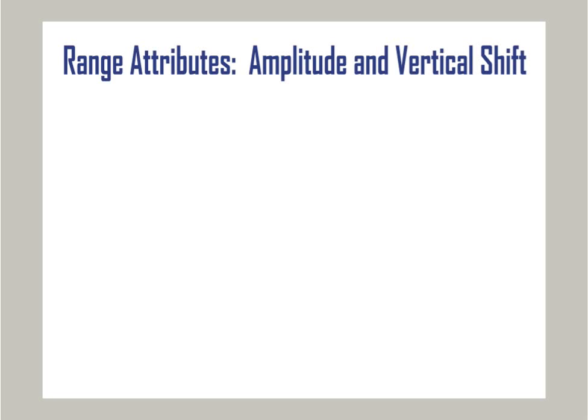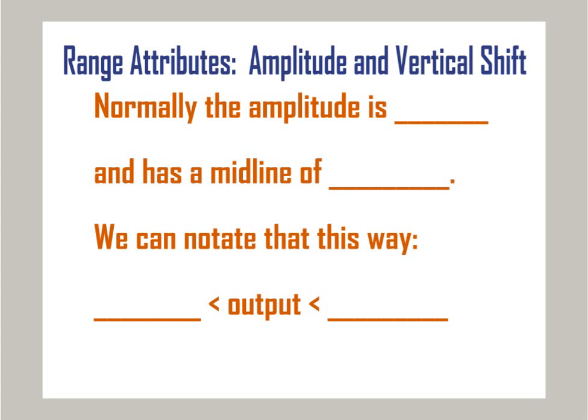All right, so let's continue on our talk, and let's talk about the range attributes. So those would be the amplitude and the vertical shift. Those are the ones that have to do with the y values. Normally, the amplitude is 1, right? We normally only go 1 from the midline. And the midline itself is usually y equals 0.